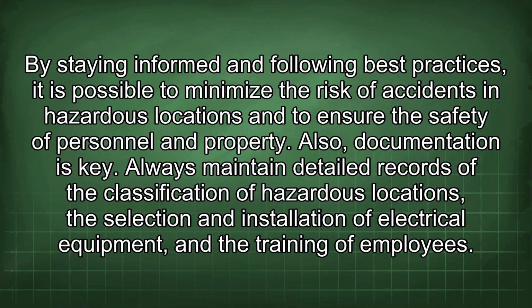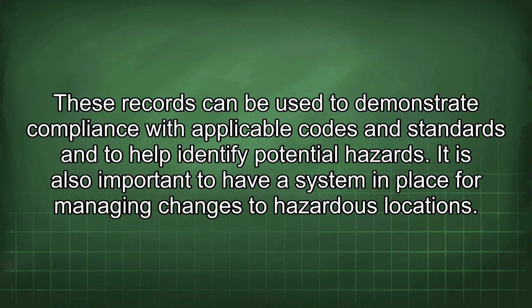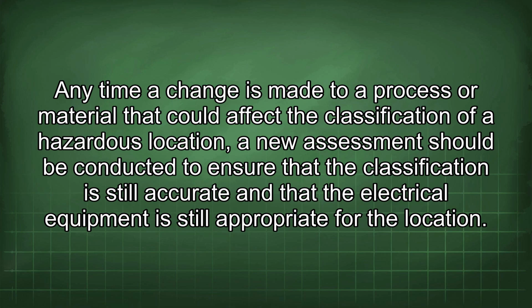Also, documentation is key. Always maintain detailed records of the classification of hazardous locations, the selection and installation of electrical equipment, and the training of employees. These records can be used to demonstrate compliance with applicable codes and standards and to help identify potential hazards. It is also important to have a system in place for managing changes to hazardous locations. Anytime a change is made to a process or material that could affect the classification of a hazardous location, a new assessment should be conducted to ensure that the classification is still accurate and that the electrical equipment is still appropriate for the location.